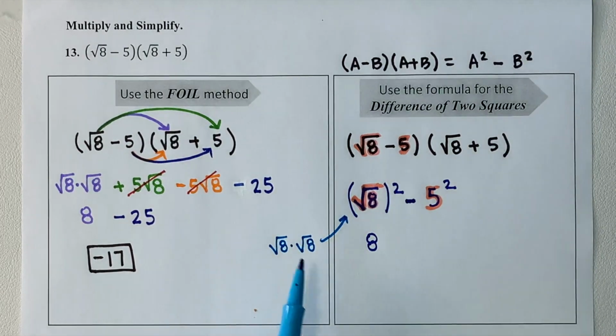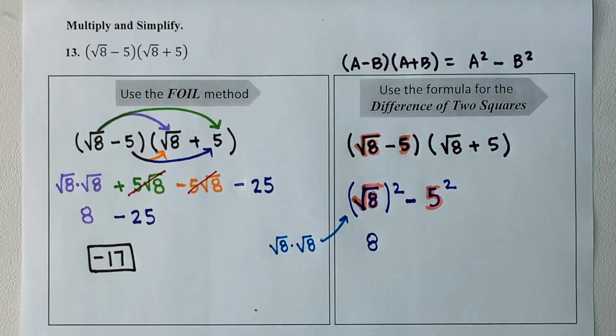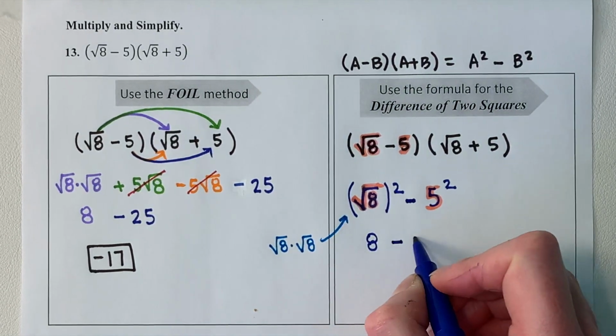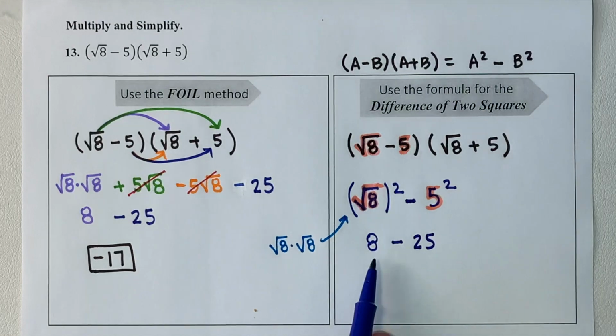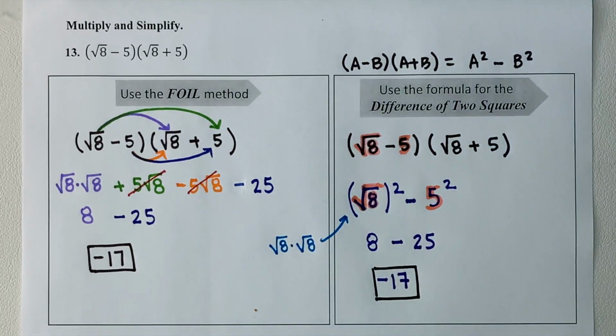And we know that when we're multiplying two identical square roots, the square root of 8 times the square root of 8, that just gives us 8. And then 5 squared will give us 25, so we'll be left with 8 minus 25, which gives us -17. Notice foiling and the difference of two squares formula give us the same exact answer.